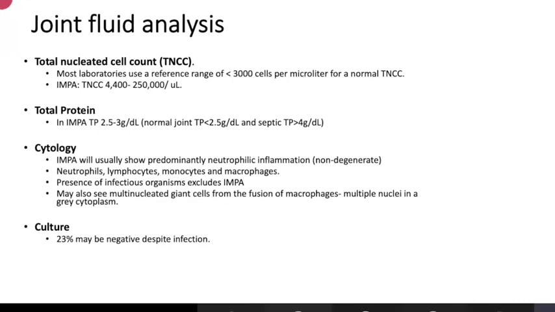If you are at all suspicious, or you have enough joint fluid anyway, it is always really useful to perform a culture. It is useful to know that a certain percentage of cultures can still be negative despite infection. So if it's something you're super suspicious of, or you've done in-house cytology and you think you can see some bacteria, a negative culture from one joint doesn't necessarily mean that it is definitely negative.